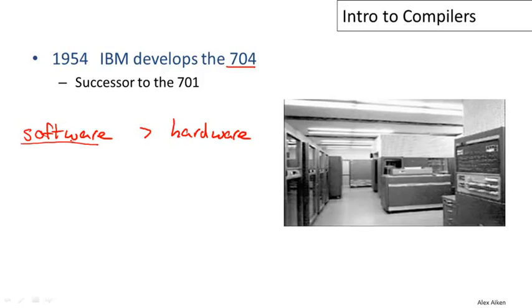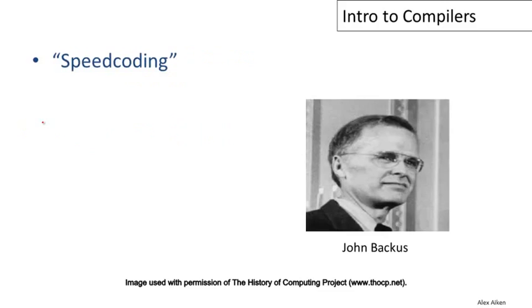And this led a number of people to think about how they could do a better job of writing software, how they could make programming more productive. One of the earliest efforts to improve the productivity of programming was called speed coding, developed in 1953 by John Backus. Now, speed coding is what we would call today an early example of an interpreter.